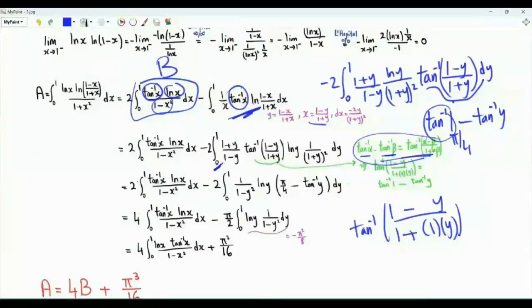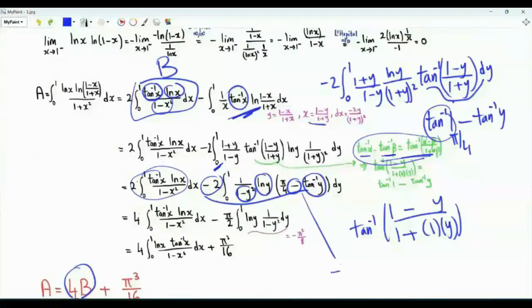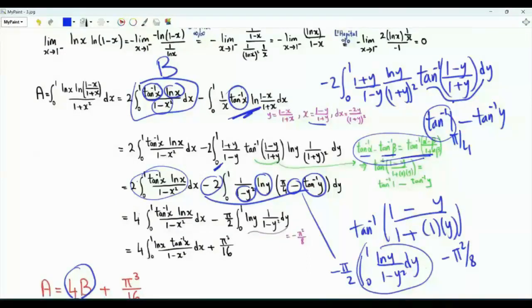This integral is split into two integrals. In one of them, we have 2, and then we have tan inverse, the natural logarithm, and 1 minus y squared in the denominator. So we have 2 times b. Together with 2b from here, we end up with 4b. Then we have minus pi over 2, integral from 0 to 1, ln y over 1 minus y squared dy. We have done this integral on the first page, and it is equal to minus pi squared over 8. This product is pi cubed over 16.